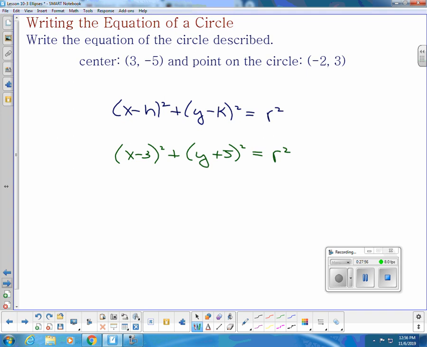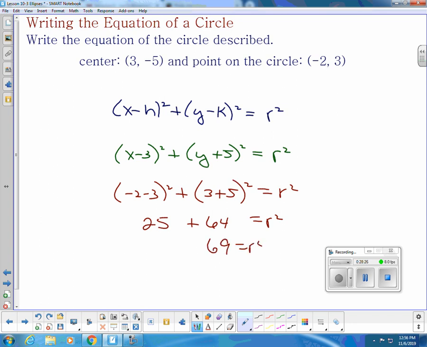So if I put this other point in for my x and my y, all this stuff on the left side is going to go together to give me the radius. So negative 2 minus 3 is negative 5. Squared is 25. 3 plus 5 is 8. Squared is 64. So my radius squared is 69. So I would just go back up here. That's not 79. 89, good Lord. 89. So I just go back up there and say, that's my final equation.